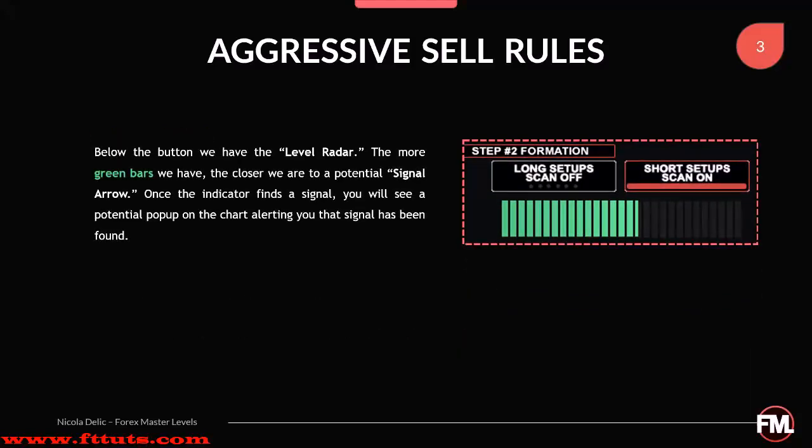Below the button, we have the level radar. The more green bars we have, the closer we are to a potential signal arrow. Once the indicator finds the signal, you will see a pop-up on the chart, alerting you that a signal has been found. So again, we are looking at the level radar just to see how far away we are from the trade.